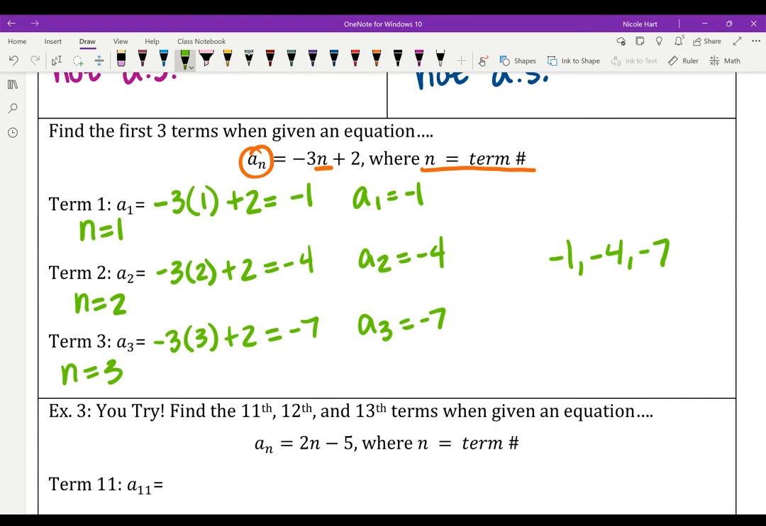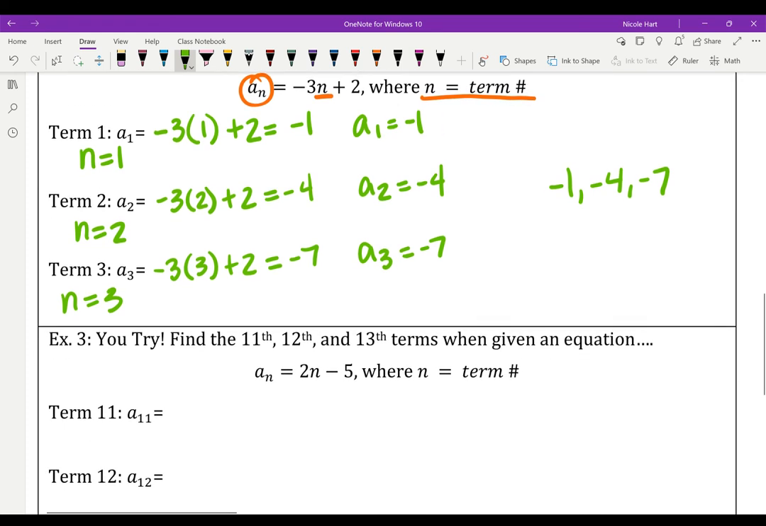We might do this with an x as well. Same thing. Your x or n, whatever your variable is, tells you which term you are looking for.